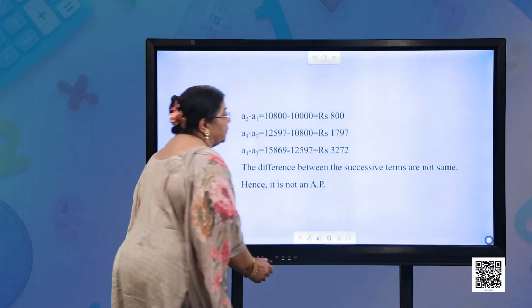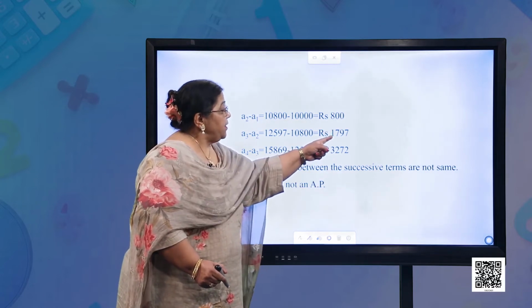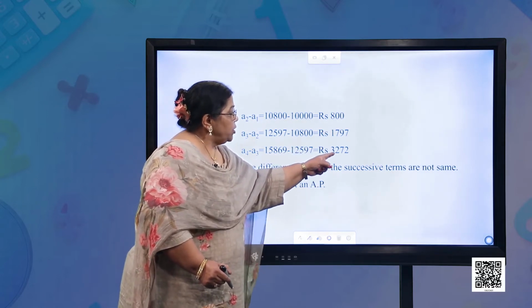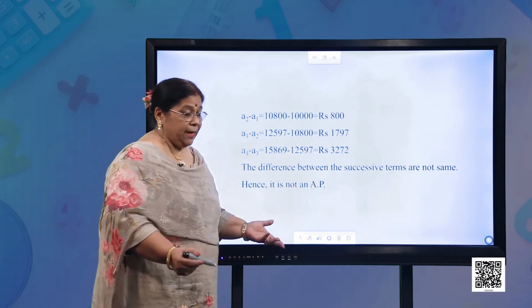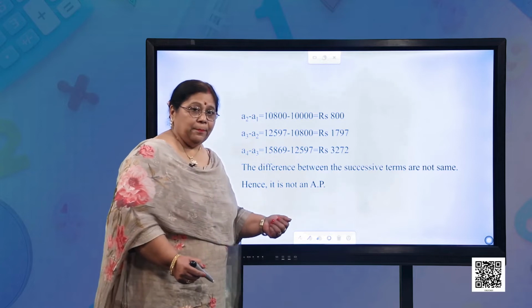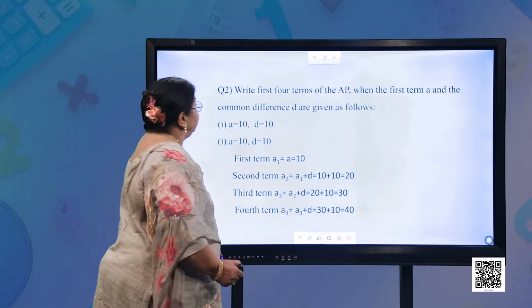Let us see here. We can see the differences 800, 1,797 and 3,272. The difference between the successive terms is not the same. Therefore, it is not an AP. I hope you have understood this. Okay. Let us do the next one.